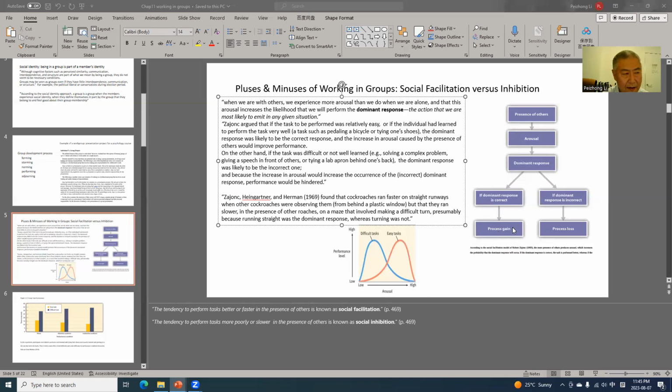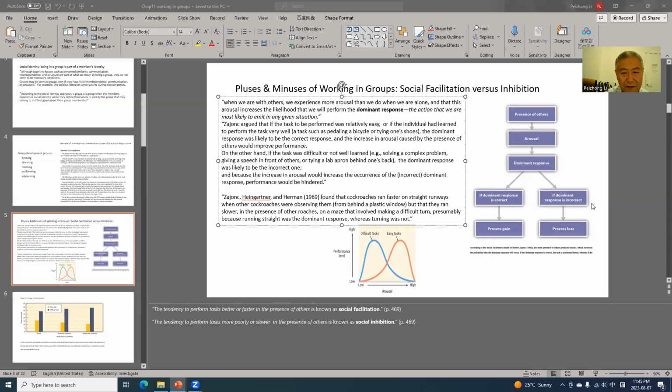And earlier research found the same effect. Researchers asked people to pedal on a bicycle. Pedaling on a bicycle is relatively easy. You just pedal and pedal. And when there are other people around doing the same thing or just watching you, you do better, you pedal faster. This is a social facilitation effect.